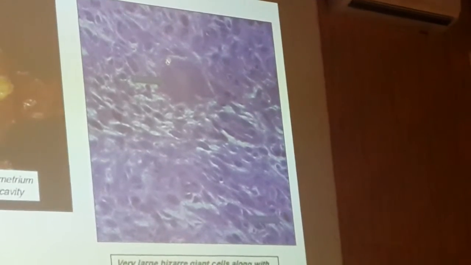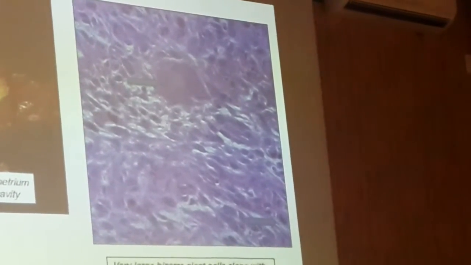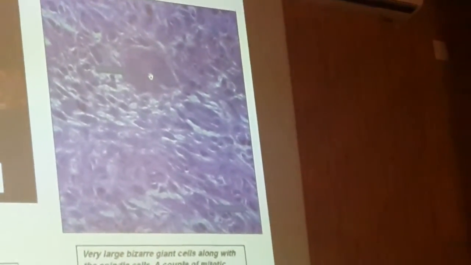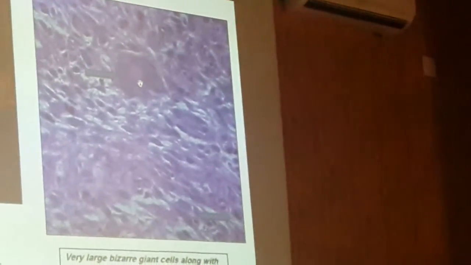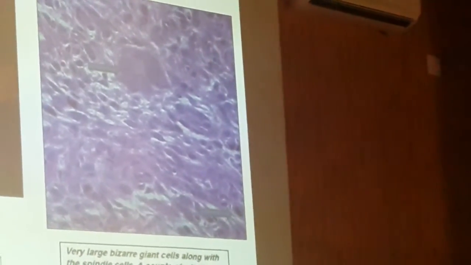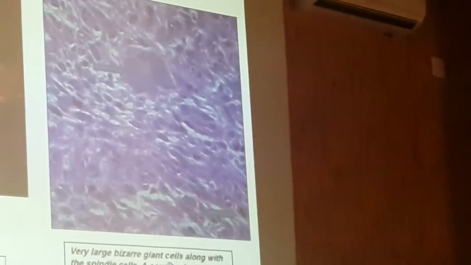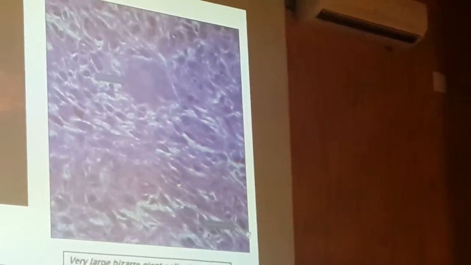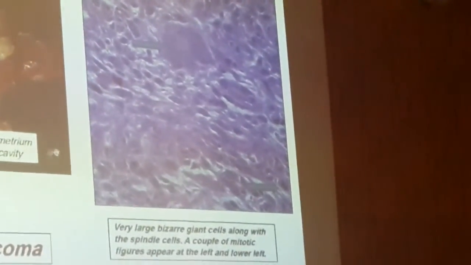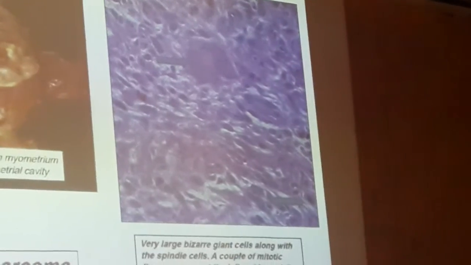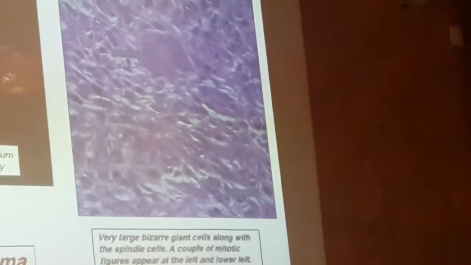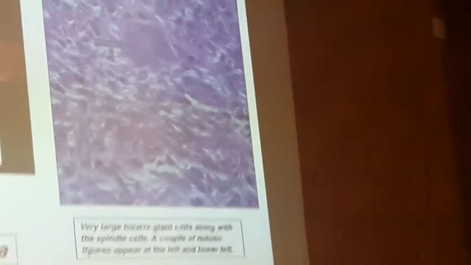Okay, tumor giant cell. So you find many cells here, some are very small, some are very big, some are giant. Clear? And where do you find the mitosis? It is saying a couple of mitotic figures appear at the left and lower left. Can you see? It is better appreciated on the laptop. This one is mitosis. This here is mitosis. This one is mitosis. Okay? These are the mitotic figures. When you find 3 mitotic figures in a single field, you have to find at least 10 per 10 high power fields. So it is surely a leiomyosarcoma.